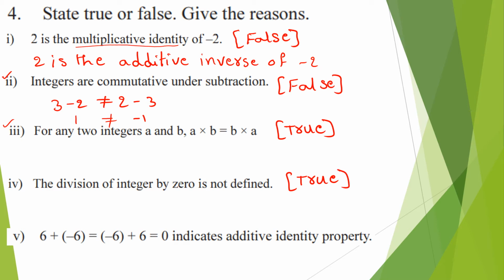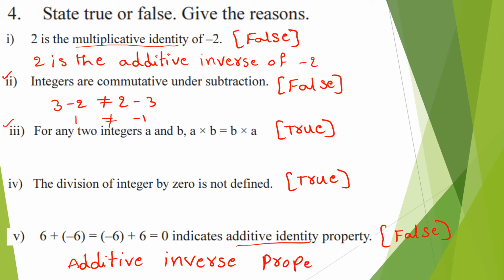Now the fifth one. 6 plus -6 equals -6 plus 6 equals 0 indicates the additive identity property. No, it is false. That is the additive inverse property, not the additive identity property.